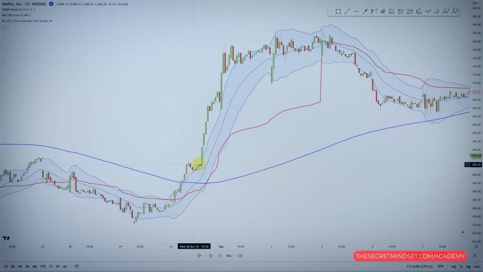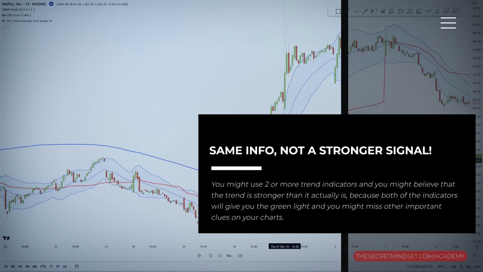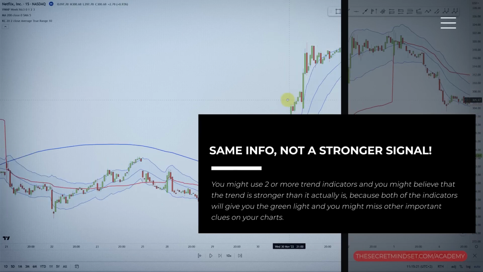You will end up giving too much weight to the information provided by these indicators, and you can easily miss other crucial things. You might use two or more trend indicators, and you might believe that the trend is stronger than it actually is, because both of the indicators will give you the green light, and you might miss other important clues on your charts.